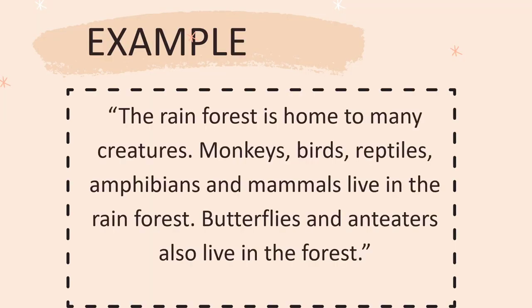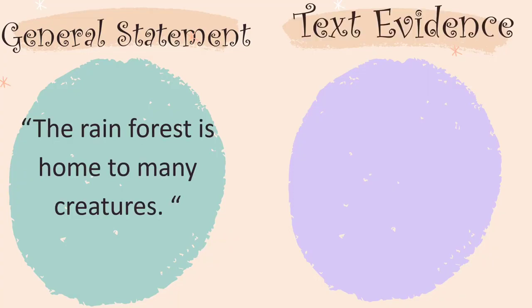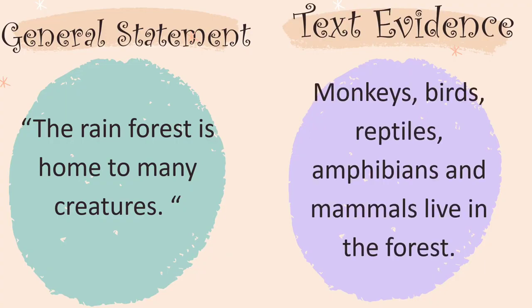The rainforest is home to many creatures. Monkeys, birds, reptiles, amphibians, and mammals live in the rainforest. Butterflies and anteaters also live in the forest. Now, let's examine the general statement and the text evidence. For the general statement, the rainforest is home to many creatures, while the text evidence that supports this claim is monkeys, birds, reptiles, amphibians, and mammals live in the forest.